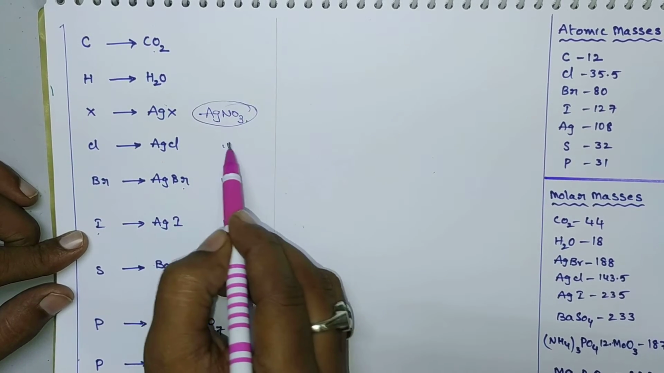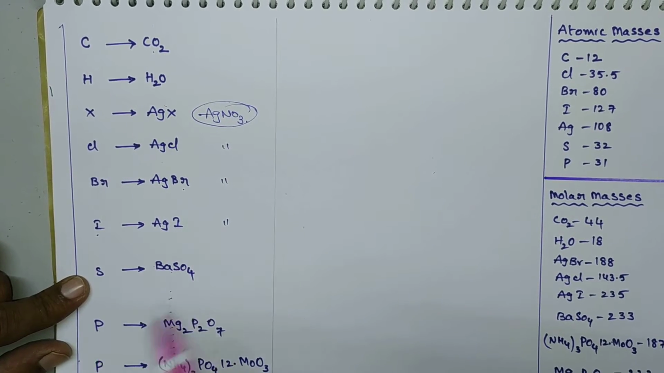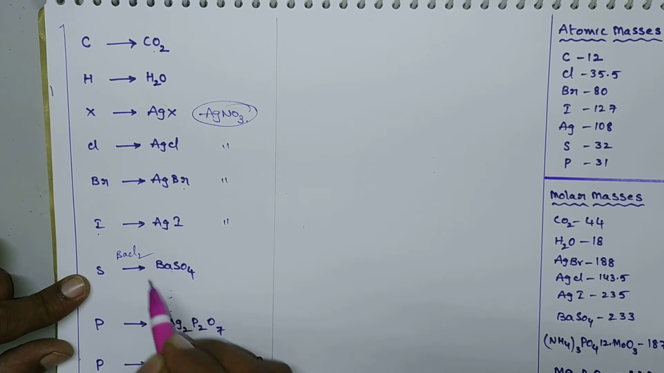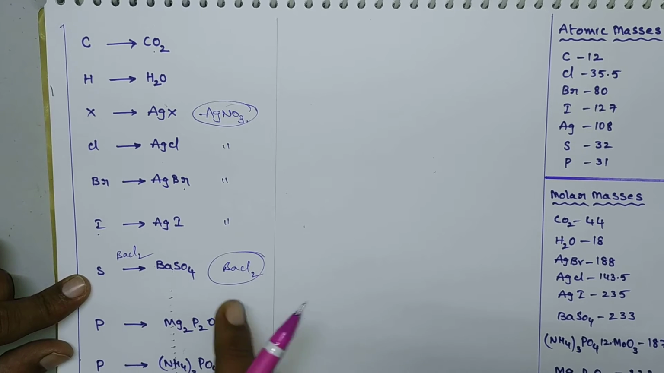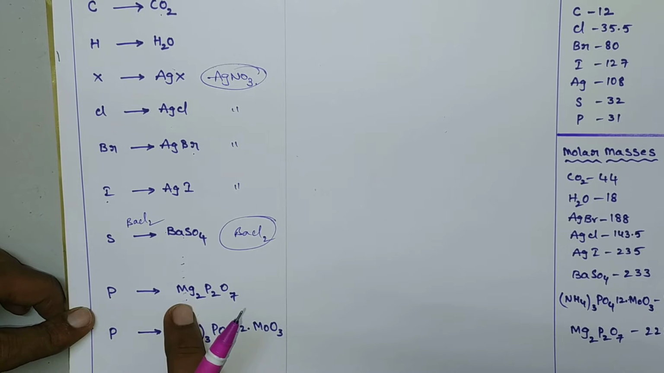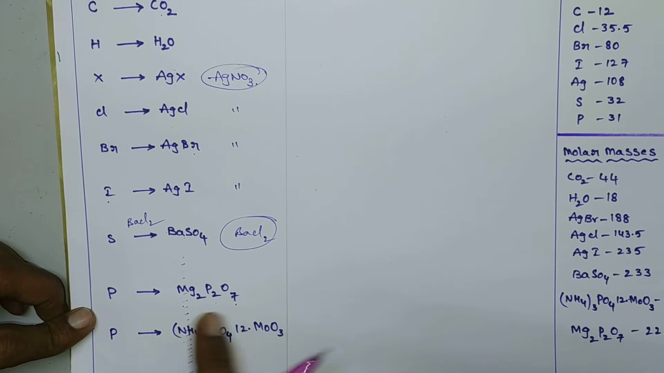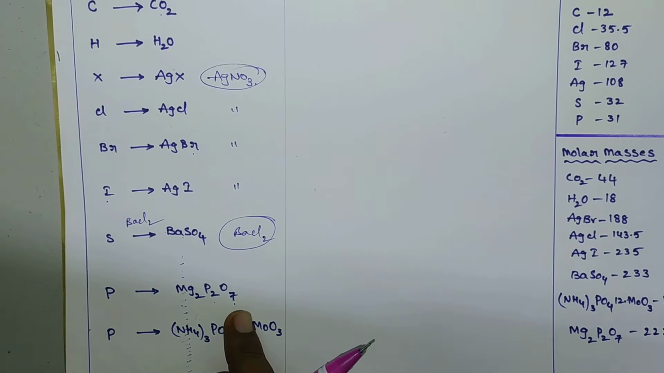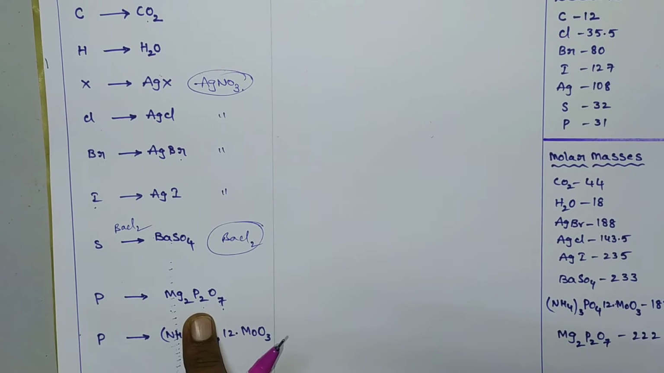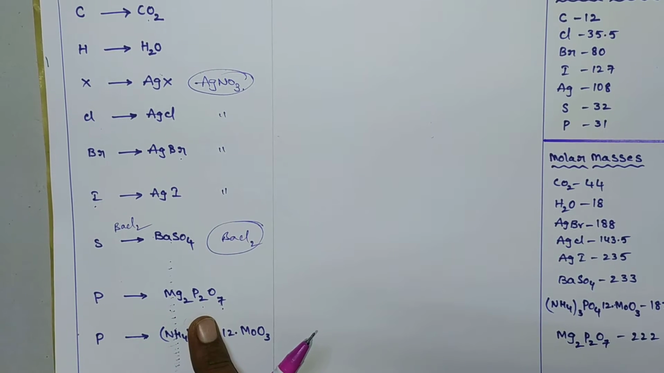Here we are adding silver nitrate. For sulfur, it should be converted into barium sulfate, so we add barium chloride, BaCl2. By adding BaCl2, it can be converted into barium sulfate. For phosphorus, it is converted into magnesium pyrophosphate by adding magnesium mixture. Magnesium mixture is nothing but a mixture of ammonium chloride, ammonium hydroxide and magnesium salts like magnesium chloride or sulfate.